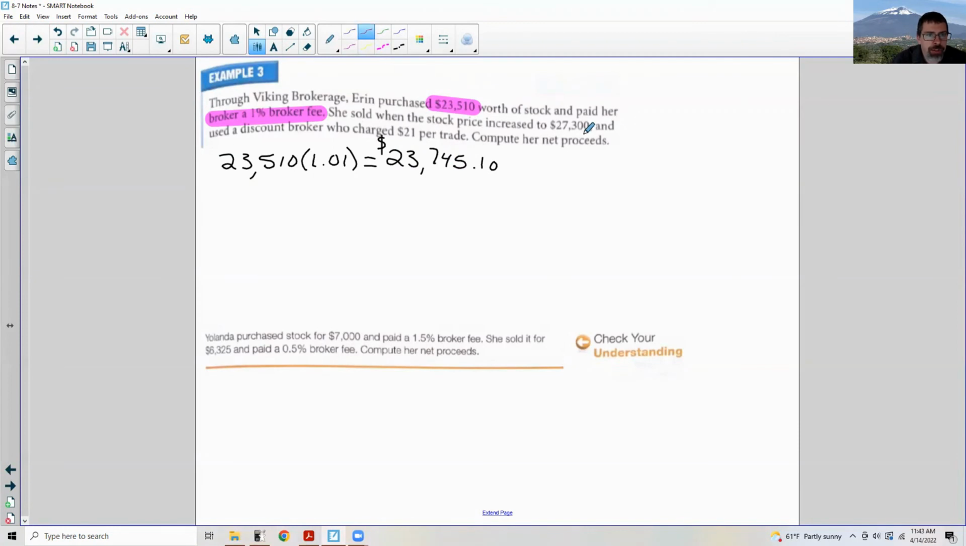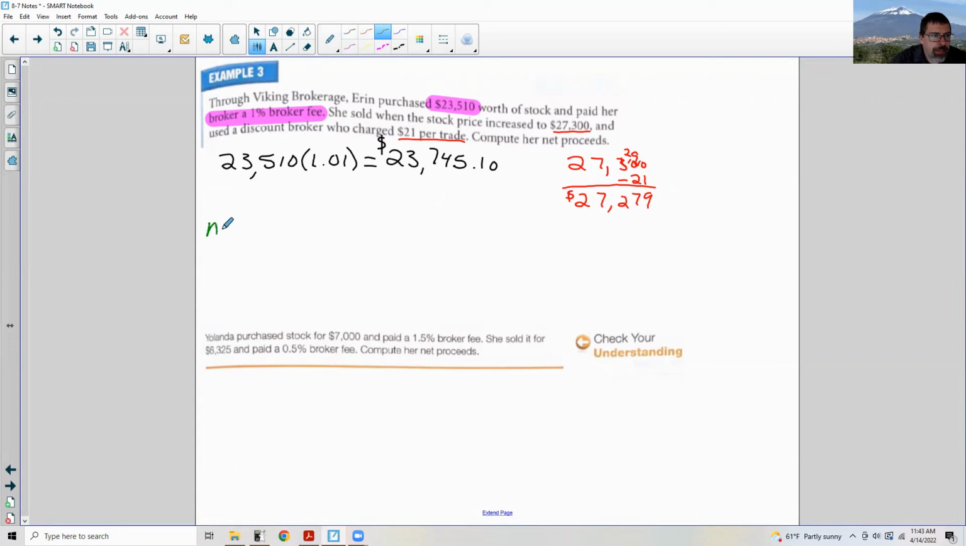Okay, and then she sold the stock when it increased to $27,300. So she sold them at $27,300. And this time she found a different broker who charges $21 per trade. So to find out how much you net, you just subtract that brokerage fee, and that will become $27,279. So after paying the broker fee of $21, she made $27,279. Compute her net proceeds.